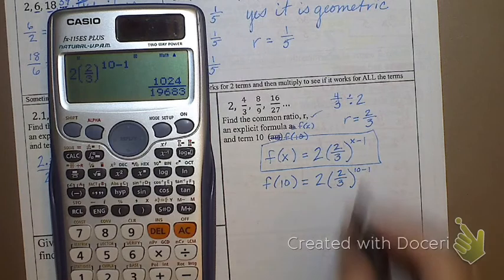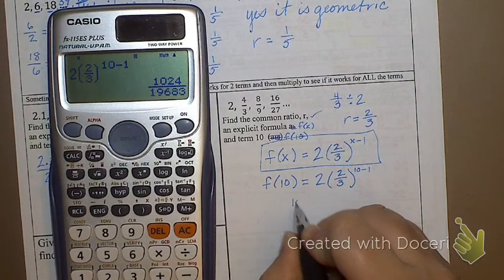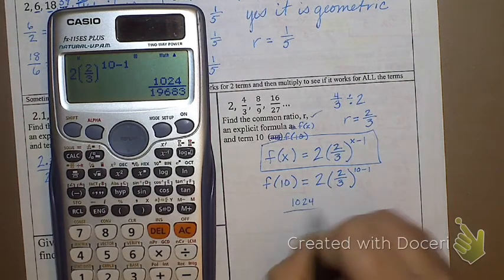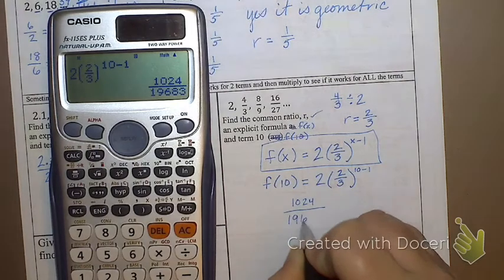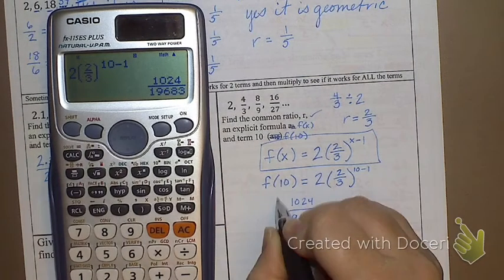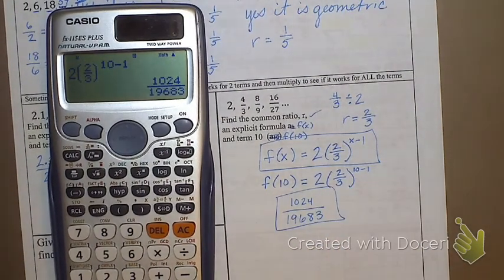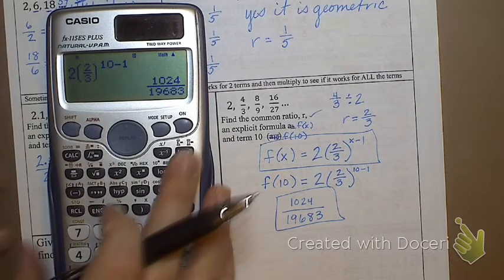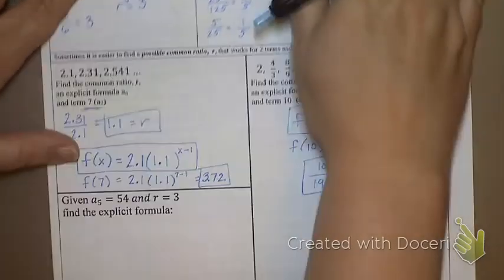And there is an ugly term, but 1024 over 19,683. And why would I leave it as an ugly fraction instead of going to decimal? Because they're giving me fractions. Darn those fractions. So? All right, last problemo.